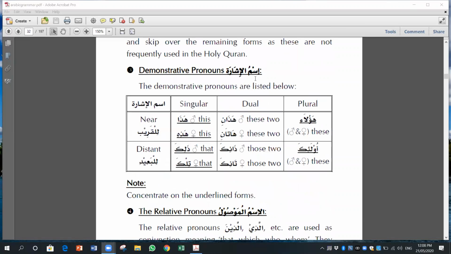Yes. Did we do demonstrative pronouns yesterday? Rahila, do you remember? We did or not? Yeah, we just went through it. Okay, let's revise from here.